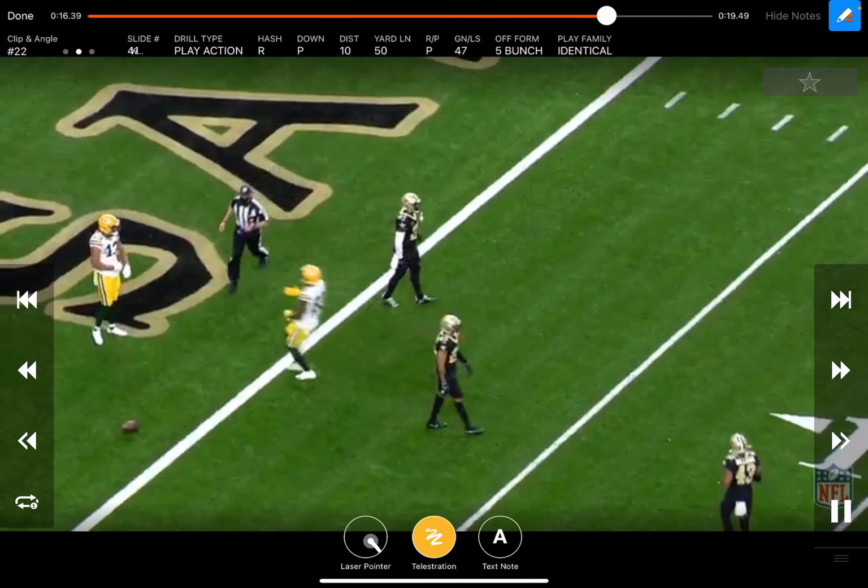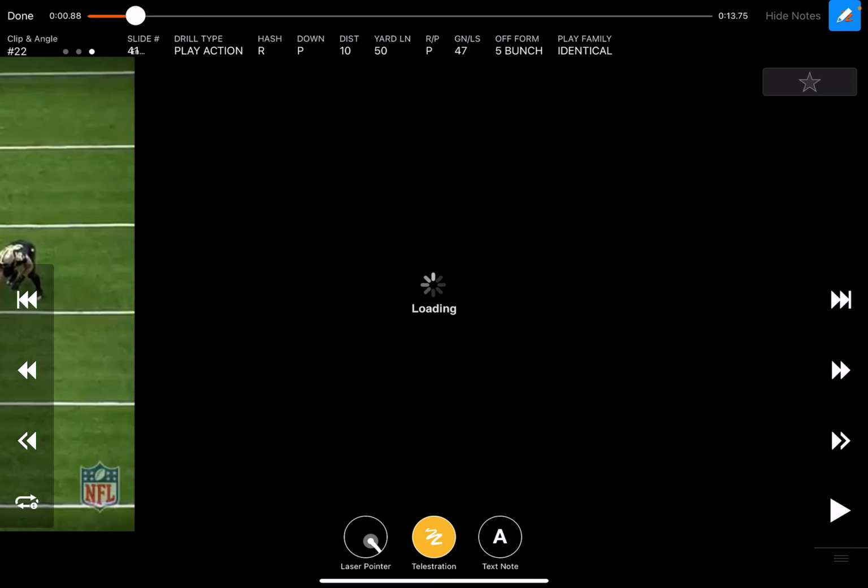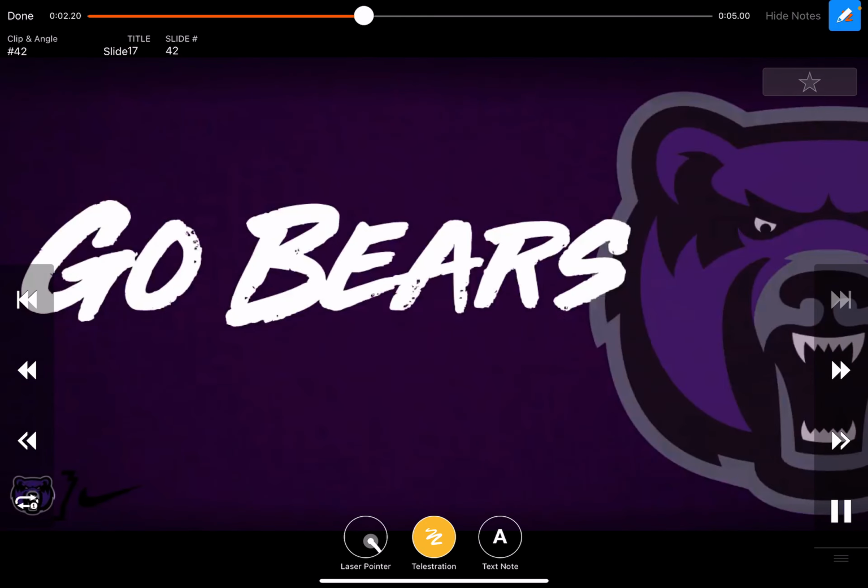Play action passes. There you go. All right, well, that concludes this presentation.